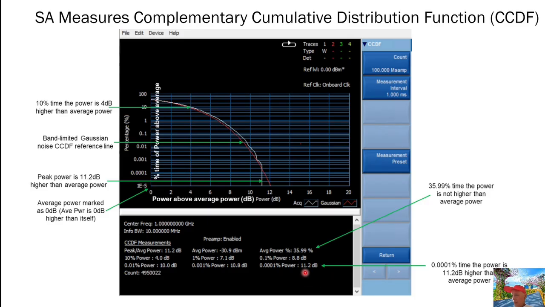And here still some more value, it's 0.0001% of the time the power is 11.2 dB higher than the average power. So that means even though the peak power is 11.2 dB higher than the average power, there's still a little bit of percent of time the power is 11.2 dB higher than the average power.